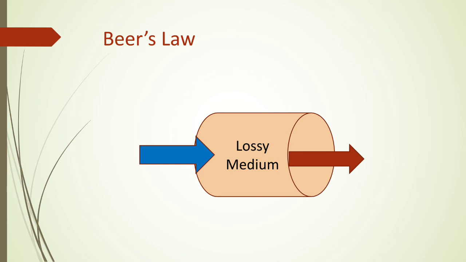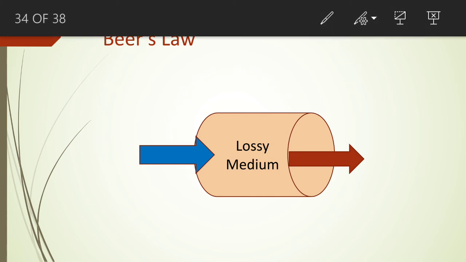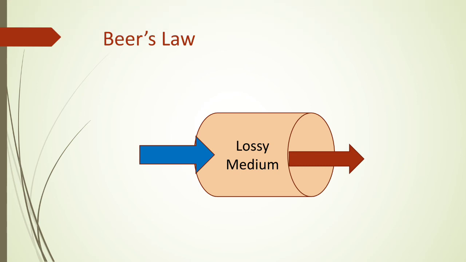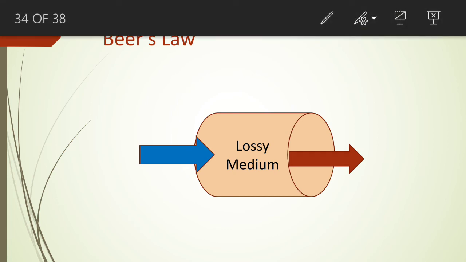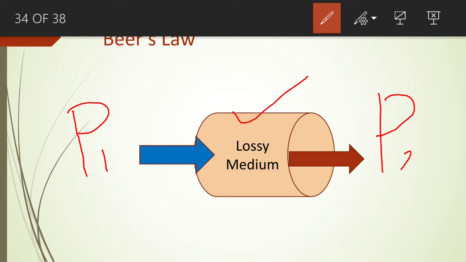Now we are going to talk about another law which is known as Beer's law. So let us talk about Beer's law. What we do in this particular case, we consider a lossy medium. So this is a lossy medium. The input power is P1 and the output power is P2.